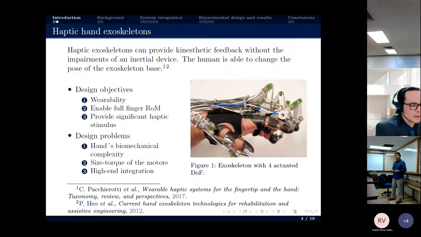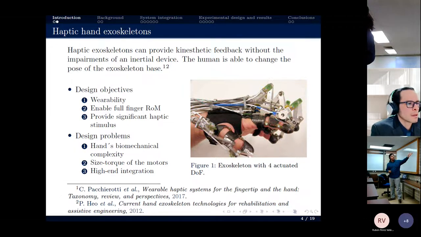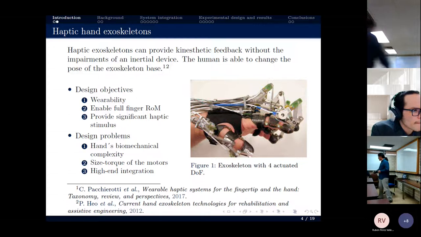Now, in order to achieve it, we have to fulfill three main design objectives. The wearability, because the human will be wearing this device, the full range of motion. This means that the device has not to block the motions of the fingers of the user. And we have to provide at least a significant stimuli to discriminate the contacts on the virtual environment.